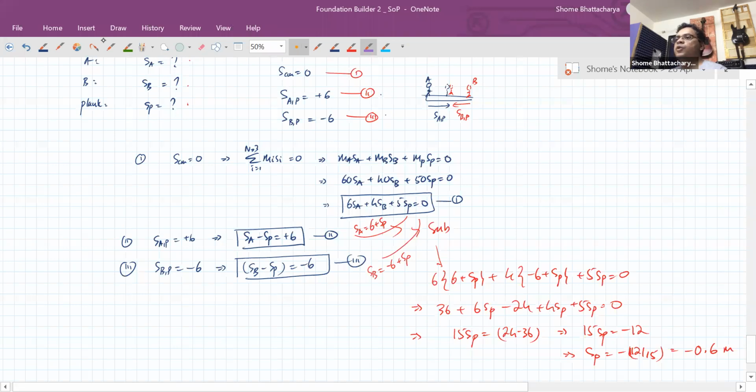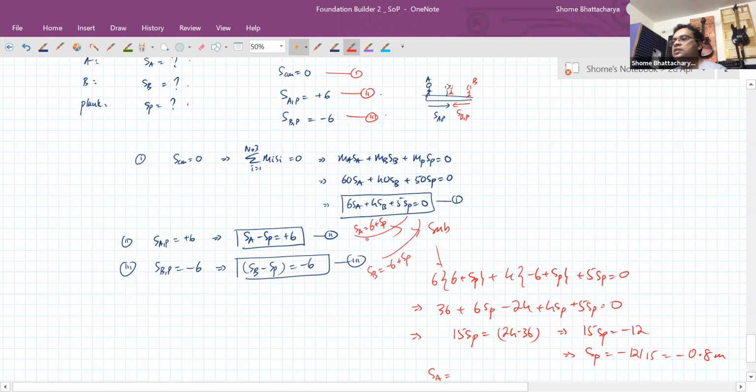Oh, sorry, this is minus 0.8, my mistake, not 0.6. 12 by 15 is 4 by 5. That is minus 0.8 meters. Okay. So now from this we should get SA.